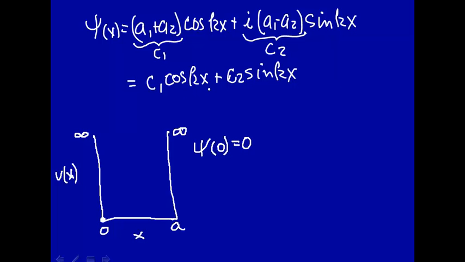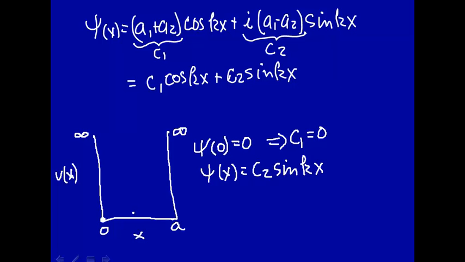Let's look here. If you put in 0, the cosine of 0 is 1, and here sine of 0 is 0. So this means you cannot have any cosine character in the solution, because if it is, then this boundary condition is not met. So this implies that C1 is equal to 0. You got to get rid of that cosine because it doesn't meet that boundary condition. So now you have the wave function psi of x is equal to C2 sine of kx.